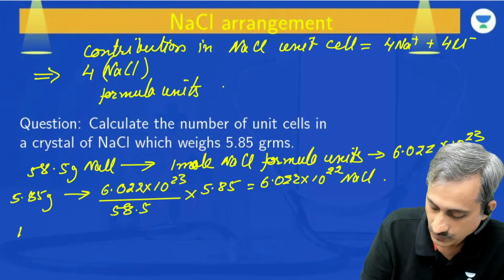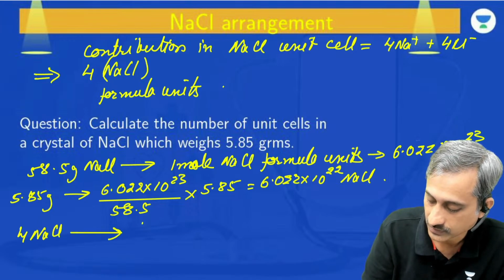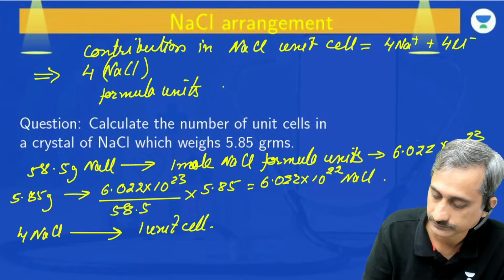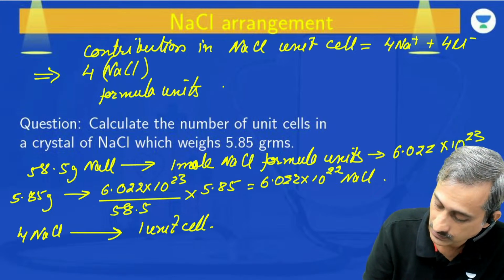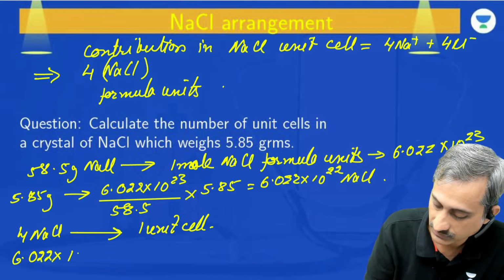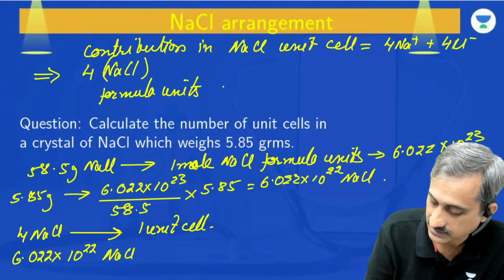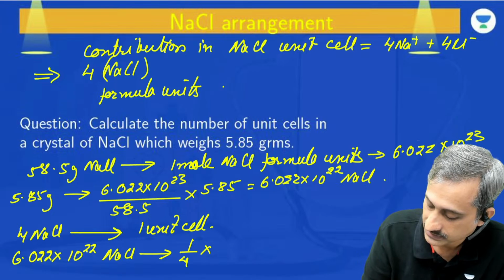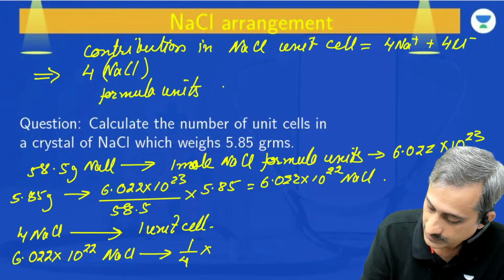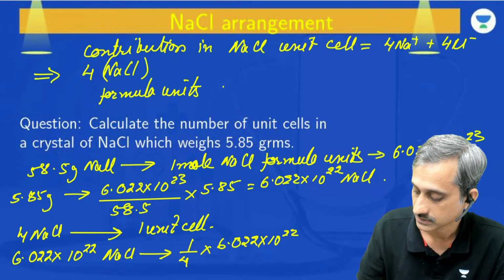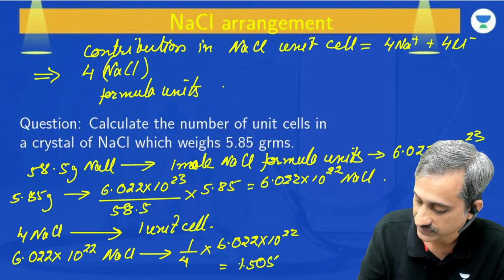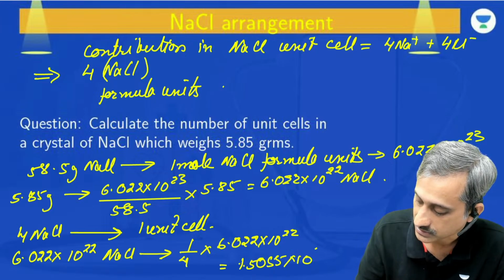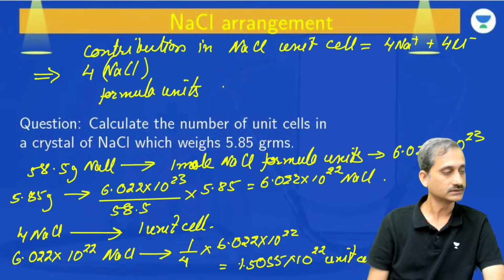Clear? 4 NaCl give 1 unit cell. So 6.022 into 10 raised to power 22 NaCl will give 1 by 4 multiplied by 6.022 into 10 raised to power 22. Okay. Now that's equal to 1.5055 into 10 raised to power 22 unit cells. Any confusions here? Just note it down.